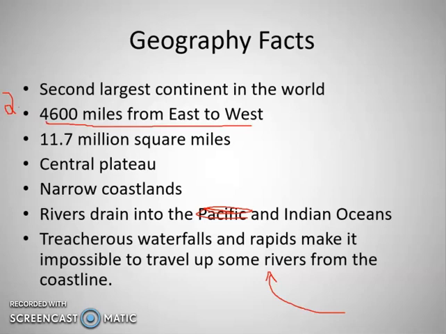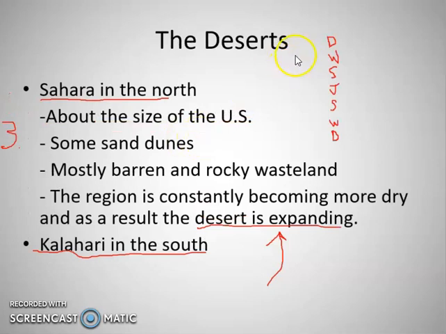It's 4,600 miles east to west. That's a large continent, guys. Rivers drain into the Atlantic and Indian Oceans, not the Pacific Ocean. I don't know why that was there, but obviously I crossed it off. They could travel up some rivers, but it was very dangerous.